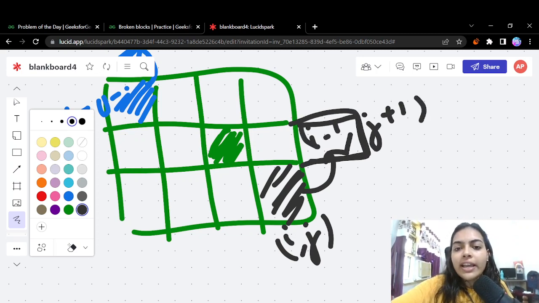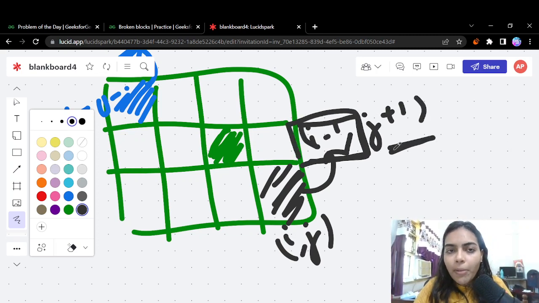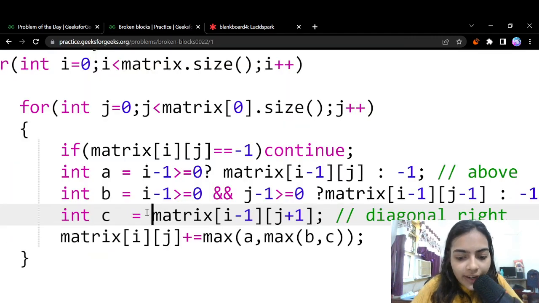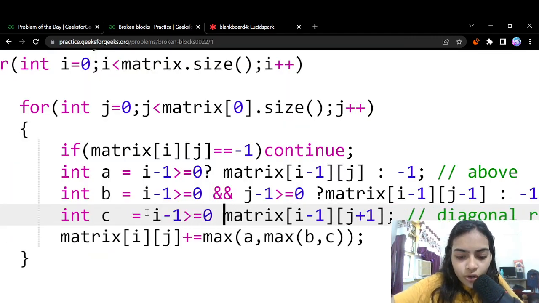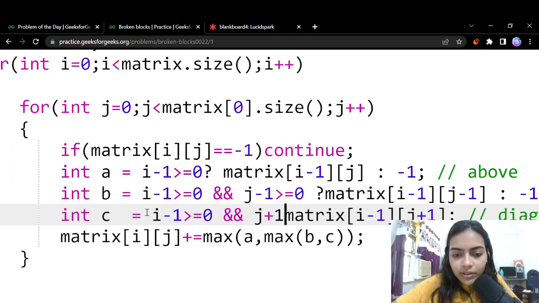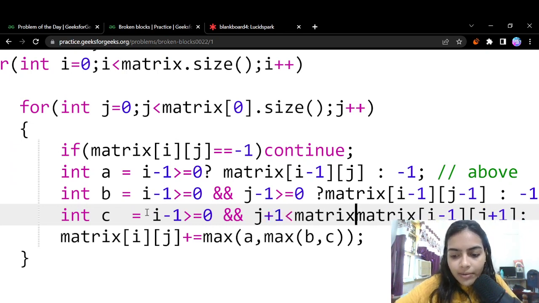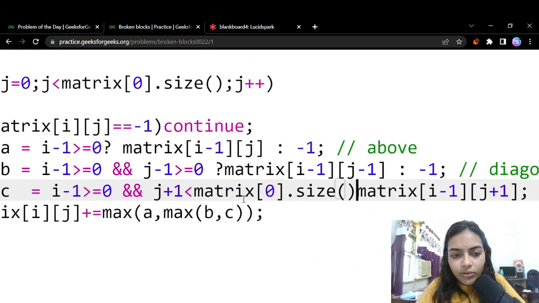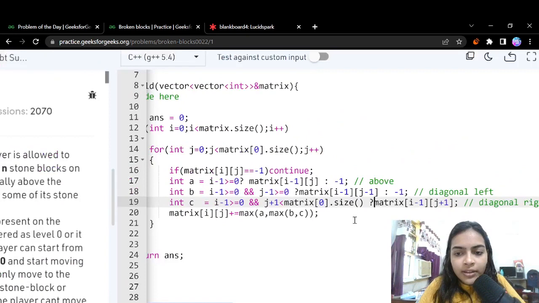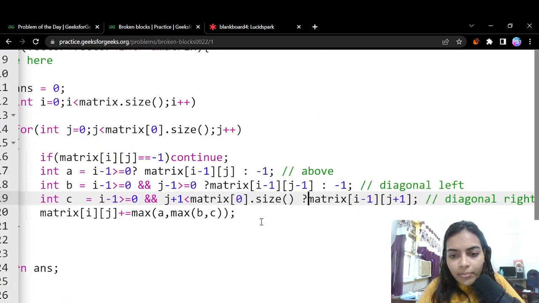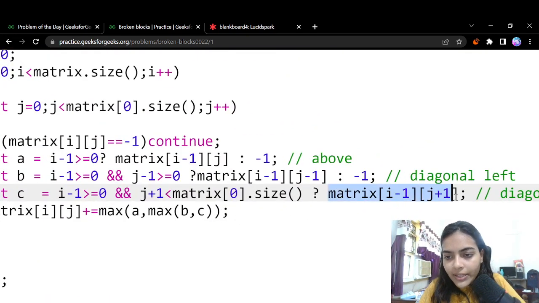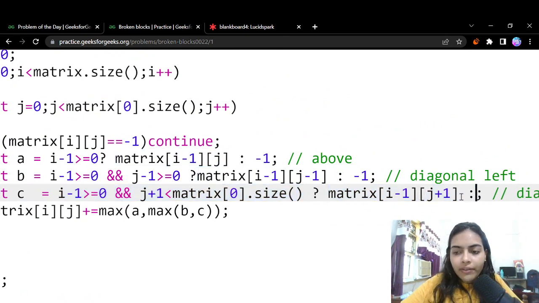Now this cell doesn't exist, so you will have to check the boundary condition, j plus 1 should be within the range of, it should be less than matrix of 0 dot size, which gives you the columns. So j plus 1 should also be within bounds. If it is within bounds, then you can easily just give matrix of i minus 1, j plus 1, right? If it is satisfying these two conditions, then you can just give that. Otherwise, let me give it minus 1.